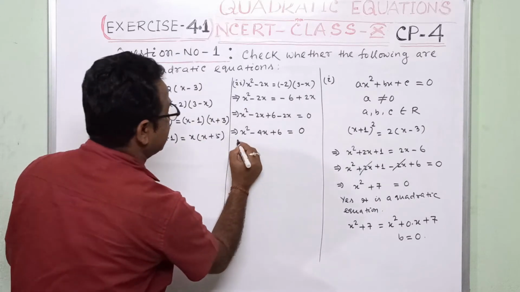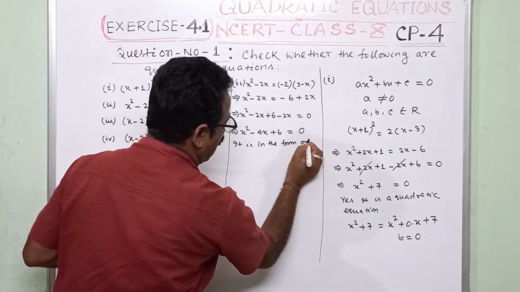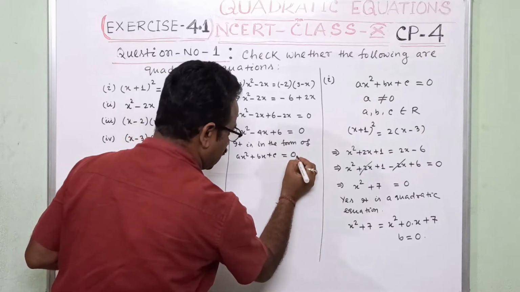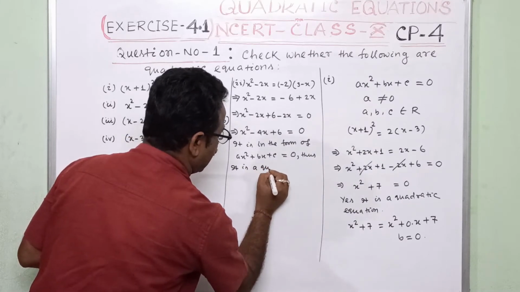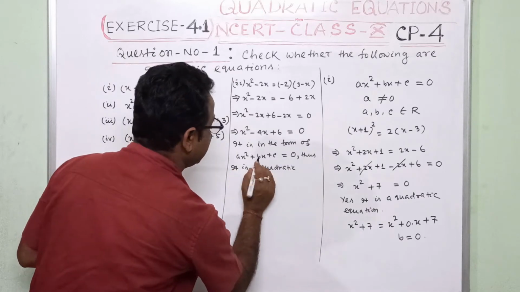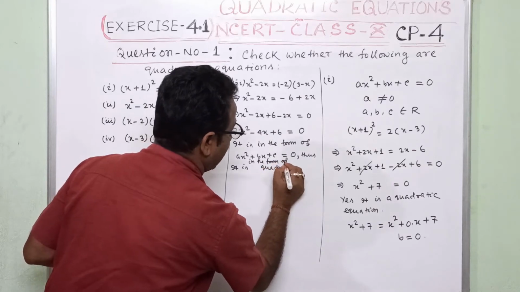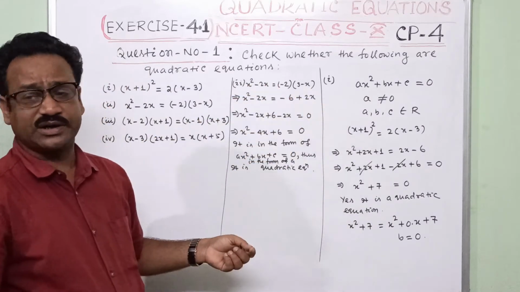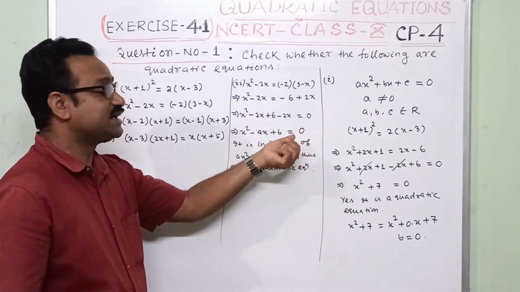So this is in the form of ax square plus bx plus c is equal to 0. Thus, it is a quadratic equation. It is reduced to the quadratic form x square minus 4x plus 6 is equal to 0.